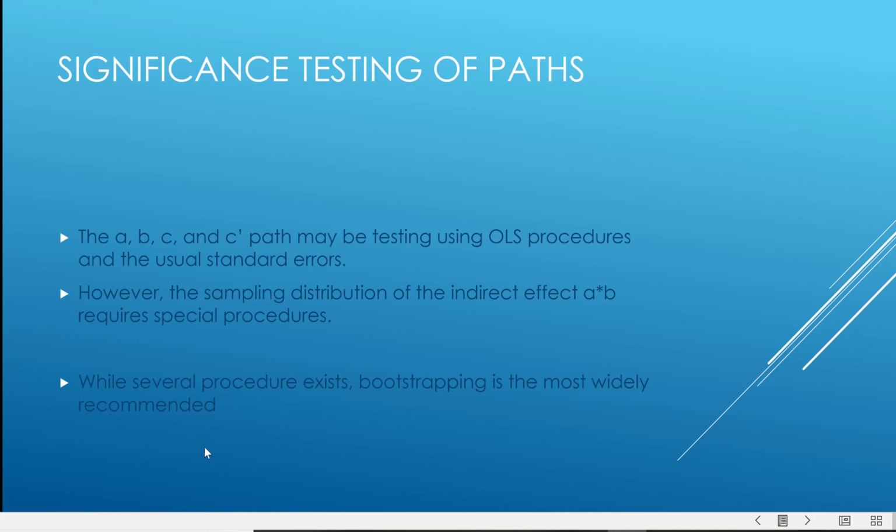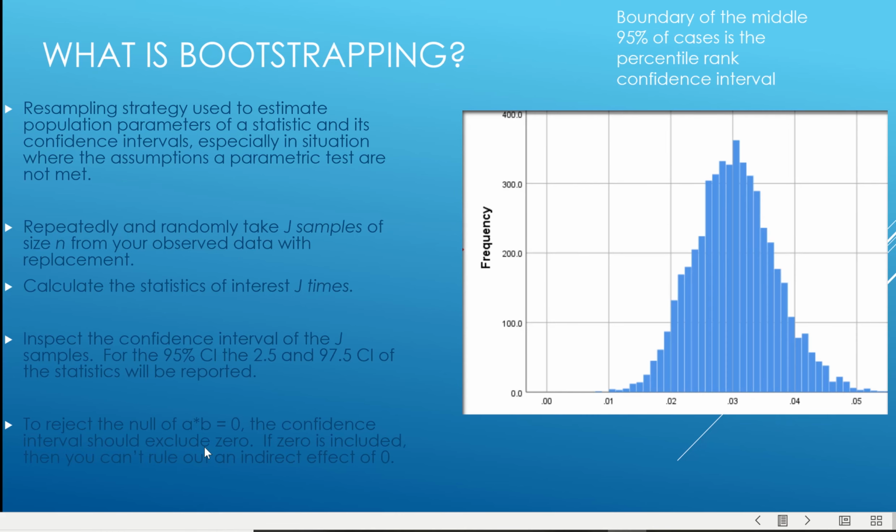Now, most of the paths can be tested using ordinary least squares regression and the usual standard errors. However, the sampling distribution of the indirect effect requires special considerations. And there's a few ways to approach how to test the significance of the indirect effect. Several procedures exist, but bootstrapping is the one that's most widely used and recommended. There's various types of bootstrapping. We're going to just talk about the most straightforward one, which is the percentile bootstrapping method.